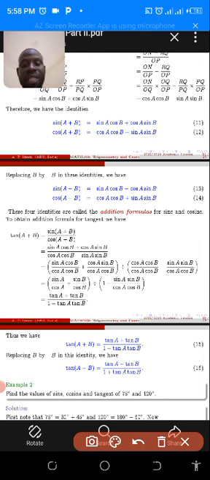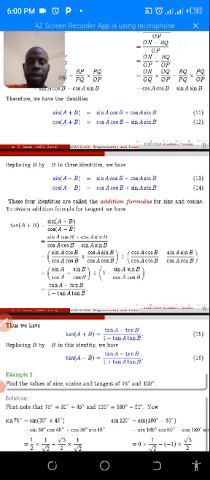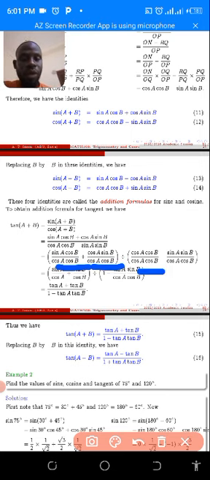Readers should also observe that this is sine A cos B plus cos A sine B. This is cos A sine B. We decided to multiply by cos A cos B over cos A cos B. Here is cos A cos B, sine A sine B. So what happened here is that we multiplied by cos A cos B over cos A cos B, and that is what affects the denominators here.